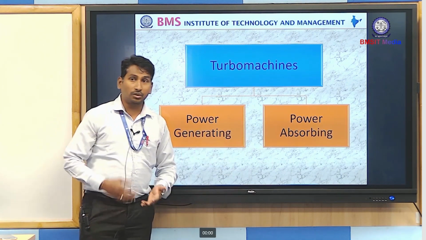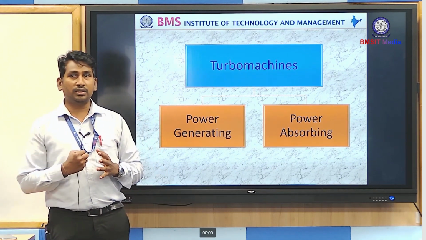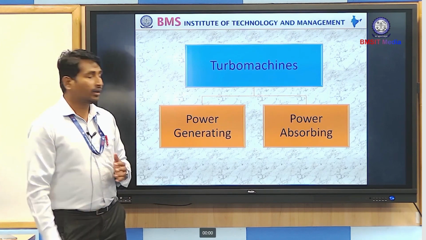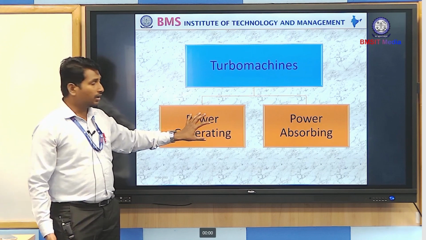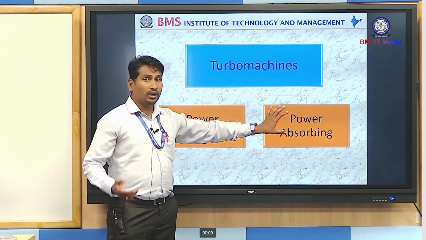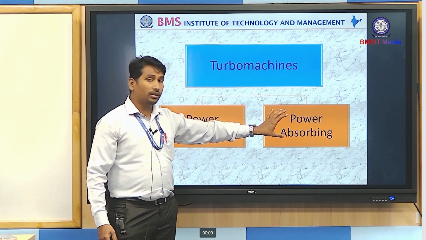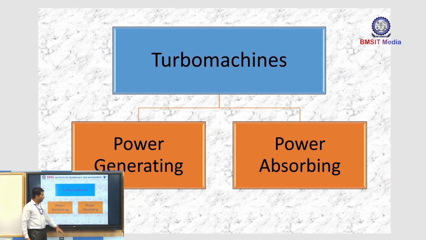Power absorbing machines are those machines which interact with the fluid, but they absorb electricity to interact with the fluid, and the energy will be given to the fluid. In a power generating machine, the energy of the fluid is taken to generate power. In power absorbing machines, electricity is taken to enhance the fluid power. For example, centrifugal pump, blower, fan, compressor, etc. We will see those in detail in the next slide.